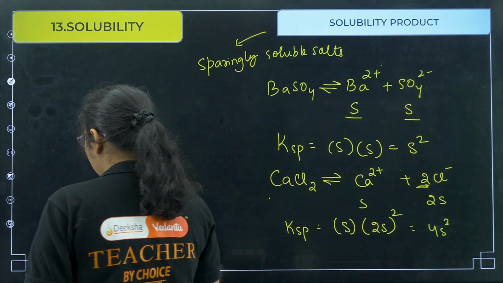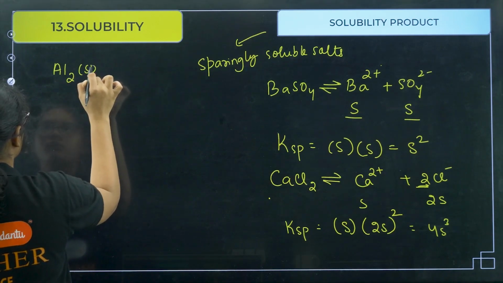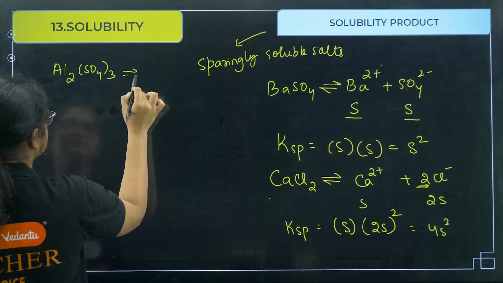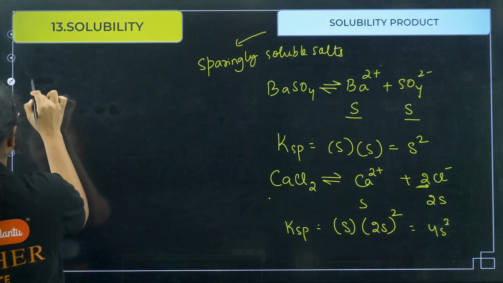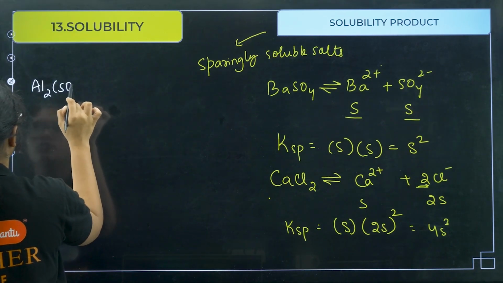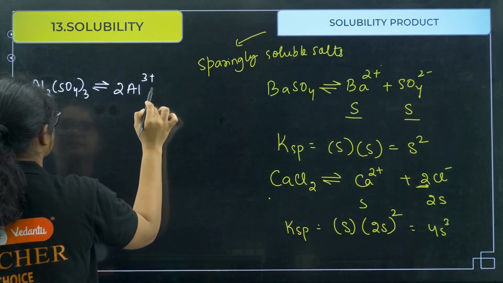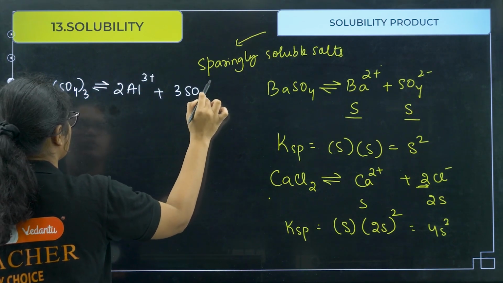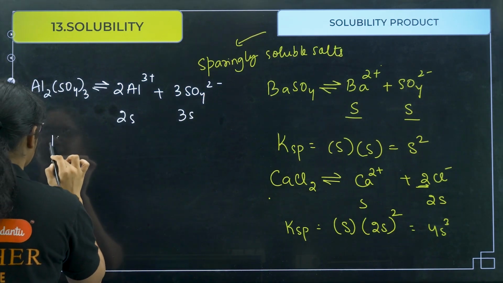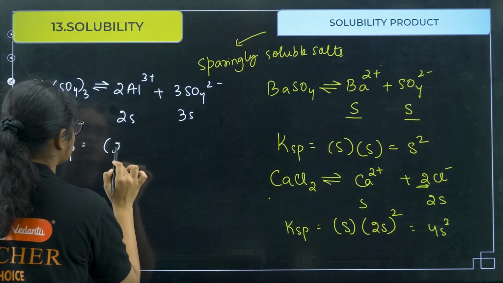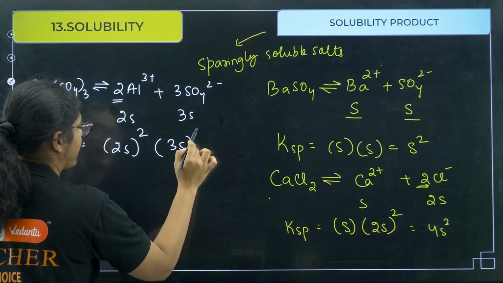Next, suppose I have Al2(SO4)3. How will this dissociate? It will dissociate to give you 2Al3+ and 3SO4 2-. So now this is 2S and this is 3S. What is the Ksp value? Ksp value is 2S with power 2, and 3S with power 3.